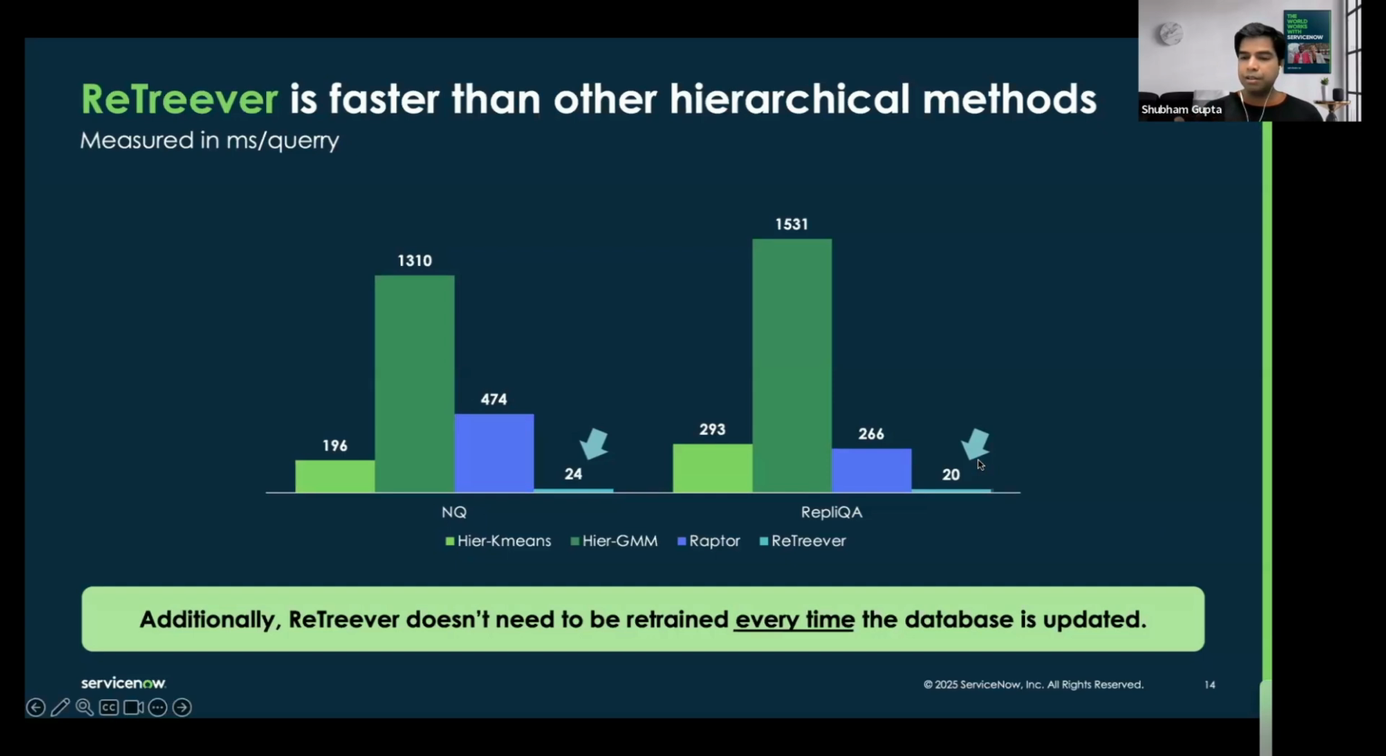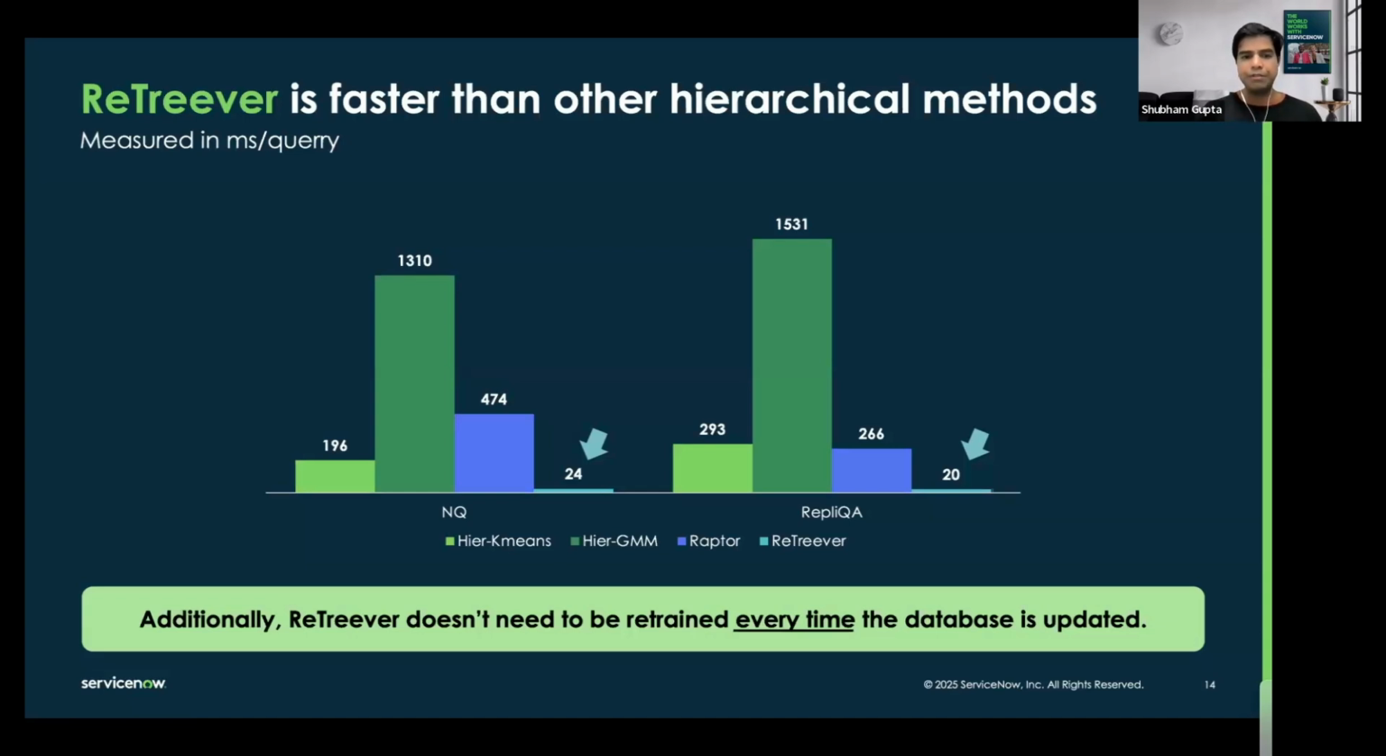And for Retriever, it's close to around 20, while for other methods, it ranges from around 200 to close to 1500 in this case. We also have this advantage of not having to train Retriever every single time our database is updated. Well, that is required for some of these other methods.